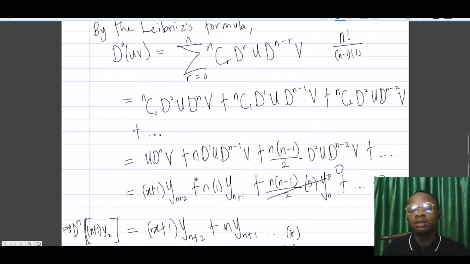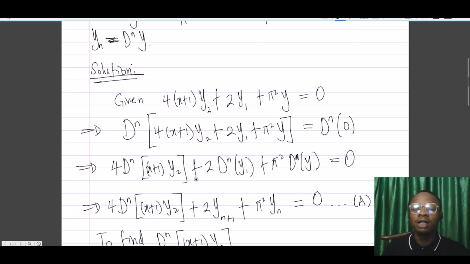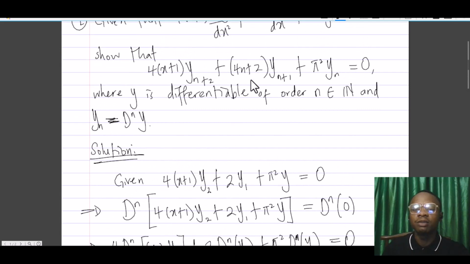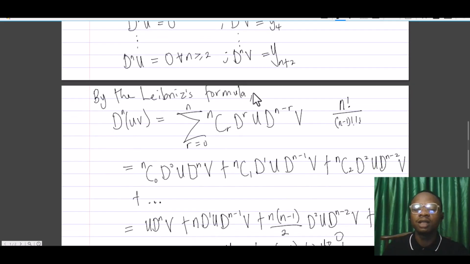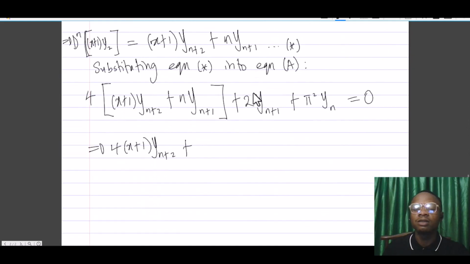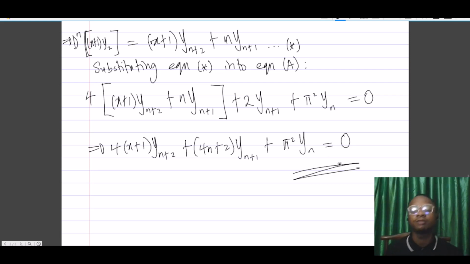So let's look at our destination so that we just have it in that form directly. So what we have here is 4n plus 2, so that is fine. We'll just use that expression directly. So this is going to be 4n, that is 4 times this, then plus 2. So both of them will carry y sub n plus 1, so we can say this is plus 4n plus 2 into y sub n plus 1, and then finally plus pi squared y sub n is equal to 0. And that concludes our proof. So I've been able to show that indeed this will be equal to this.